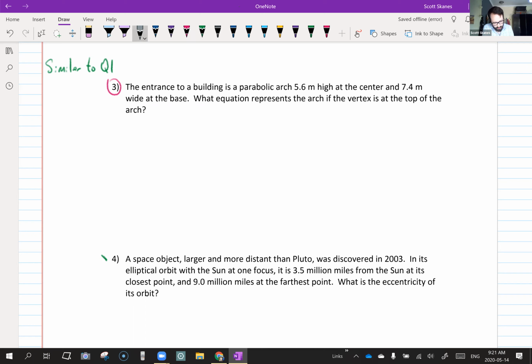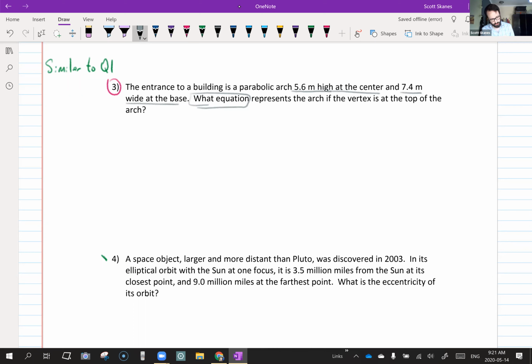The entrance to a building is a parabolic arch, 5.6 meters high at the center. So put your vertex with a line through the center, and then 7.4 meters wide at the base. And you're really finding the equation that represents the arch.